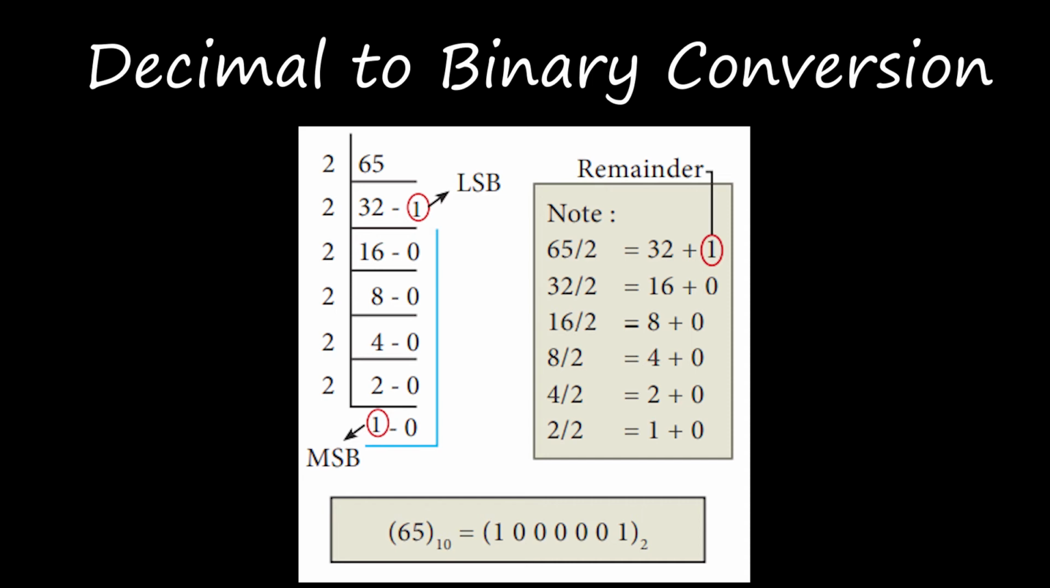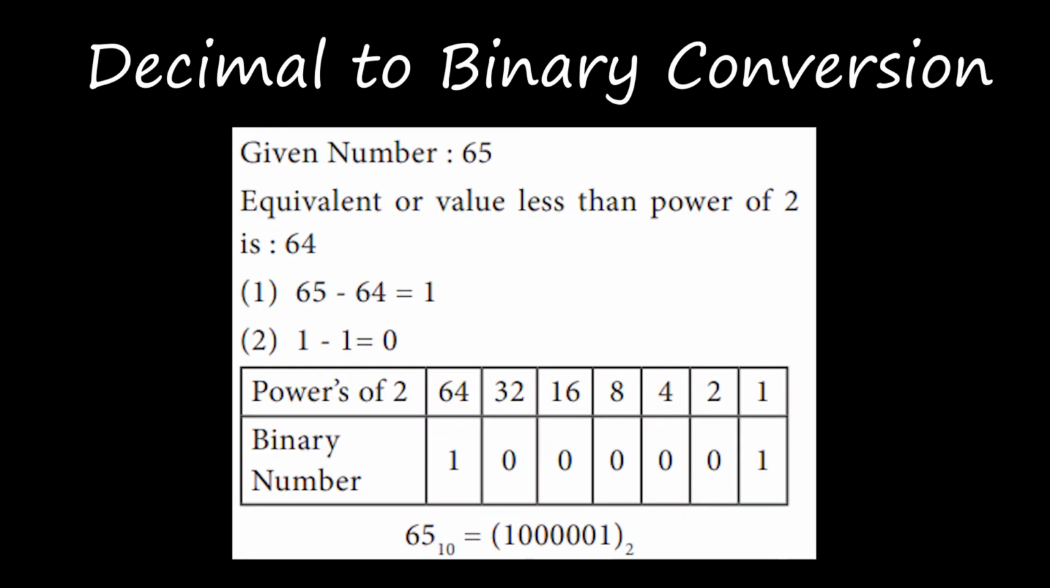Okay, and we have another method also, right? The second method is the sum of powers of 2. That means a decimal number can be converted into a binary number by adding up the powers of 2 and then adding the bits as needed to obtain the total value of the number.